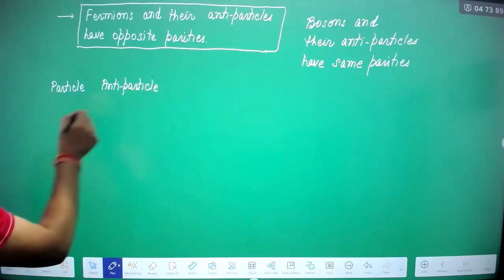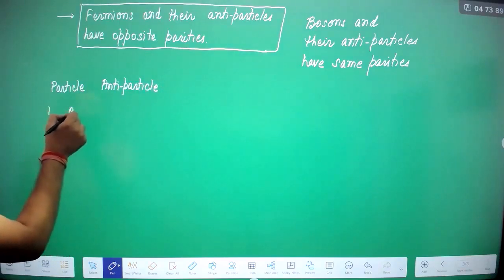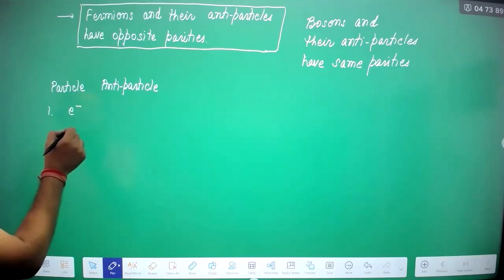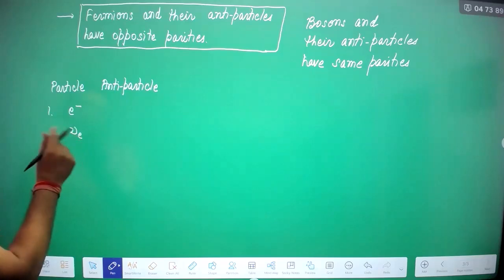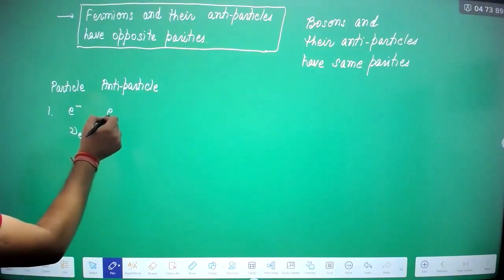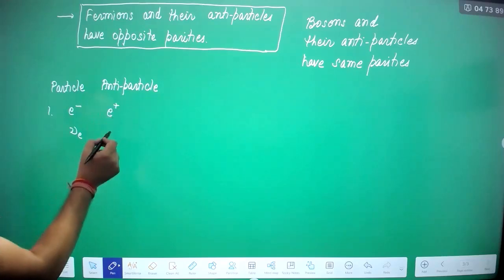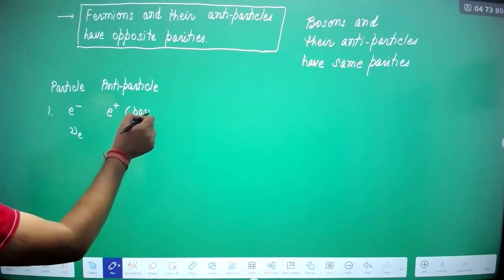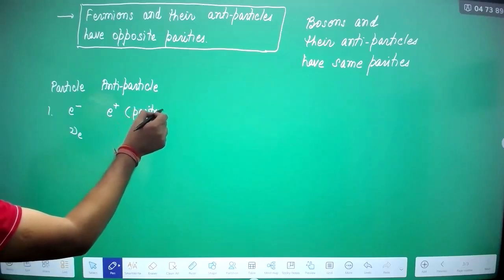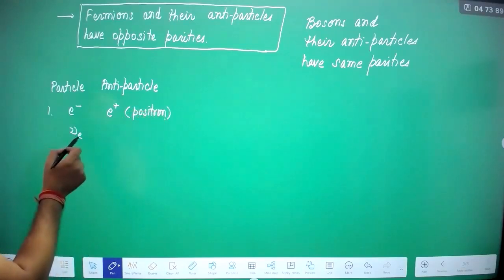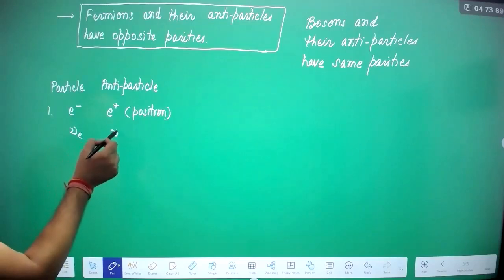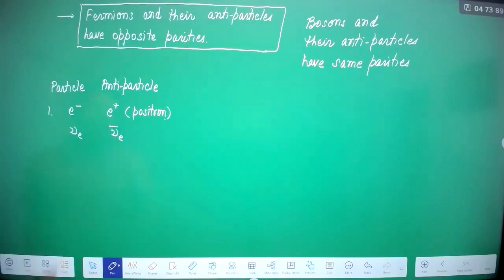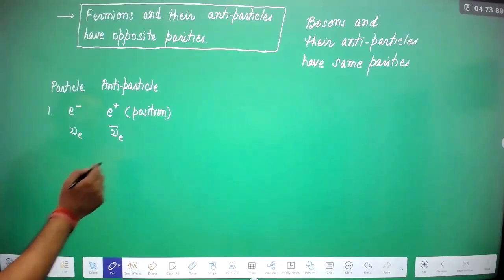So the first family was the electron family. This will be e minus and nu e. What will be their antiparticle? That will be e plus. What do you call it? You call it positron. Second is nu e. Its antiparticle is nu e bar, antineutrino. This is called antineutrino. This is the first family.